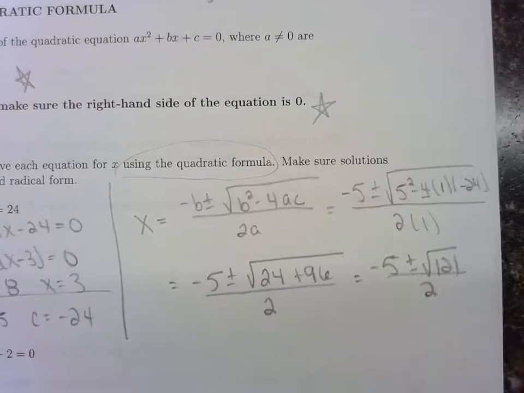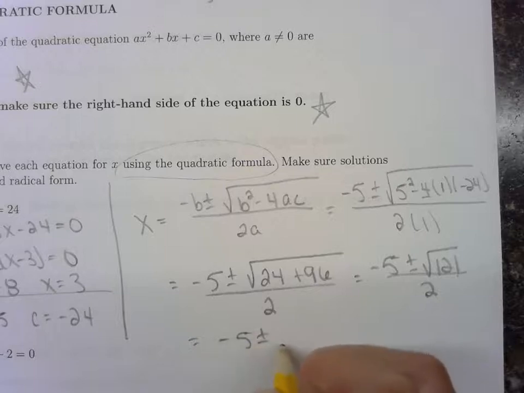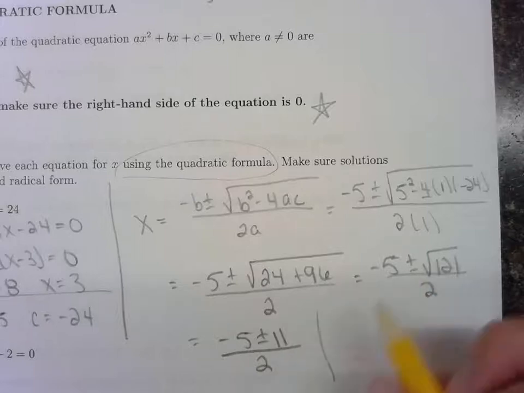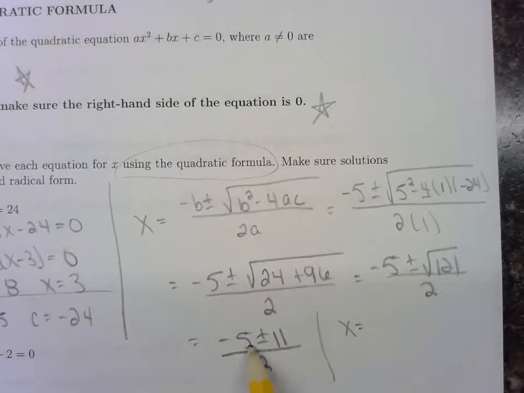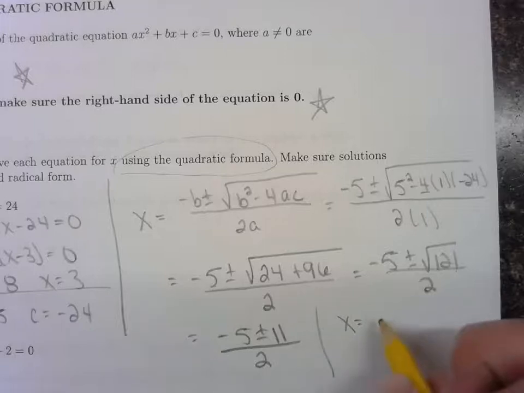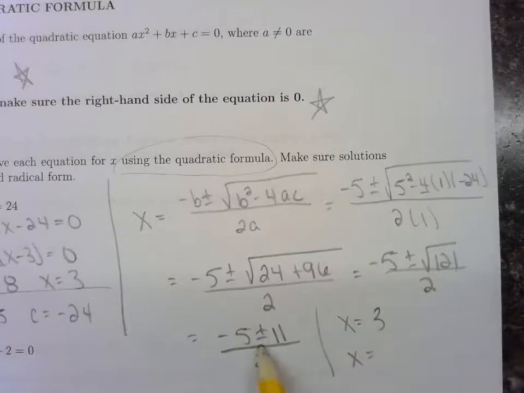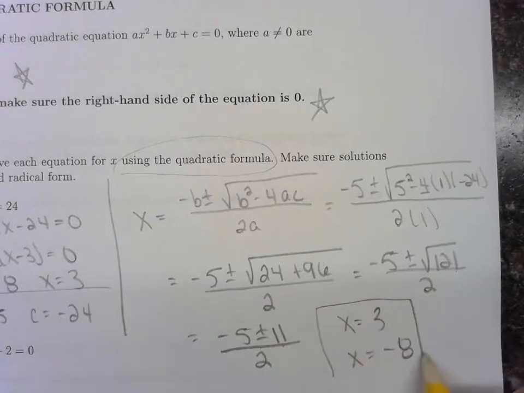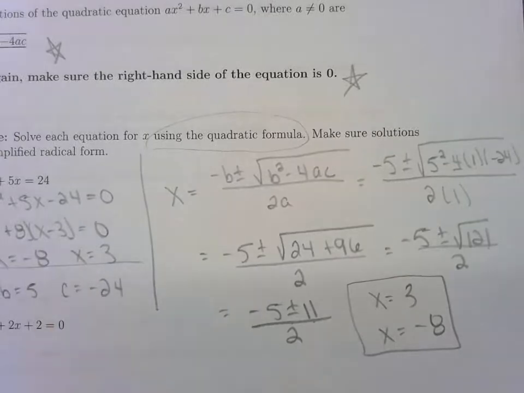Okay, we want to simplify the square root here. So this is negative 5 plus or minus the square root of 121, which is actually 11, divided by 2. So that gives us x equals negative 5 plus 11 divided by 2. So negative 5 plus 11 would be 6 divided by 2, which is 3. And then we want negative 5 minus 11, which would be minus 16, divided by 2, gives you minus 8, which hopefully is what we had, and it was.